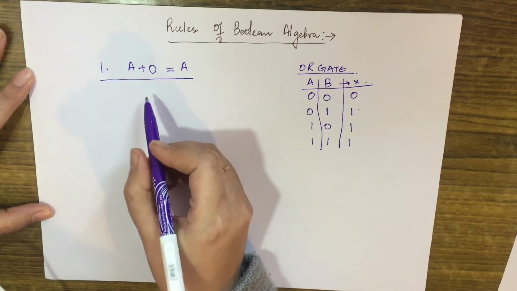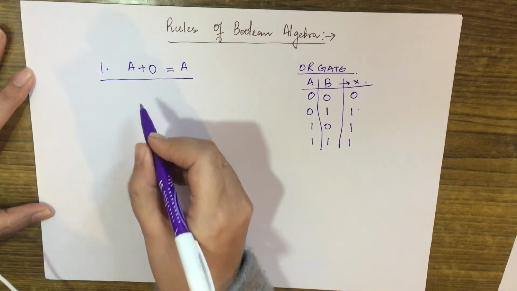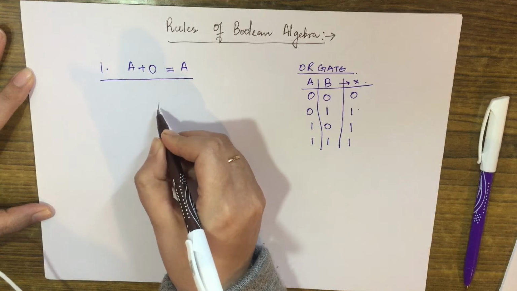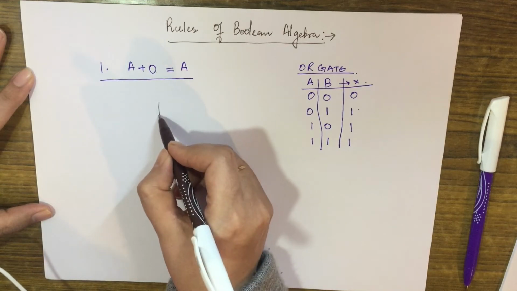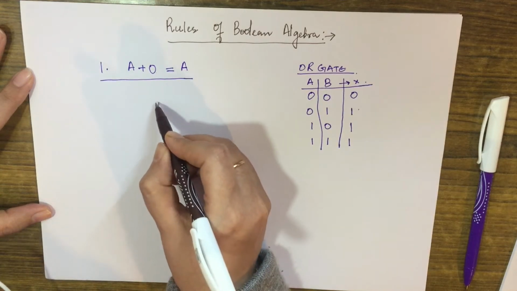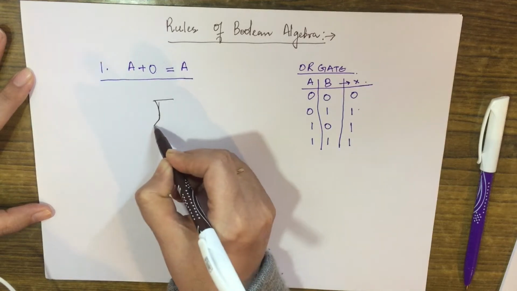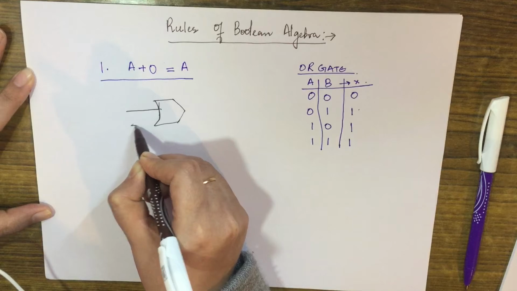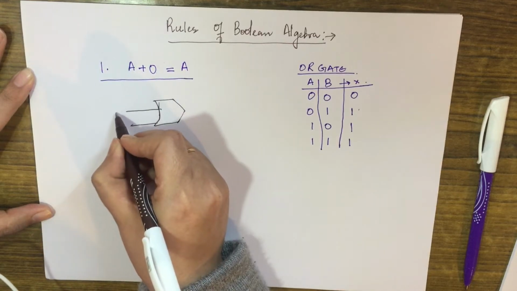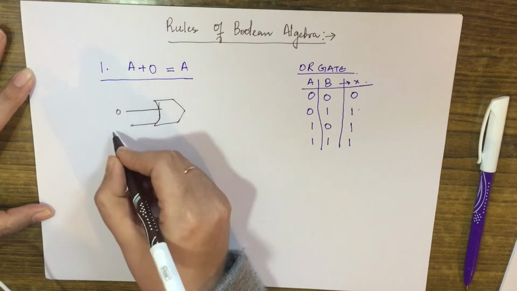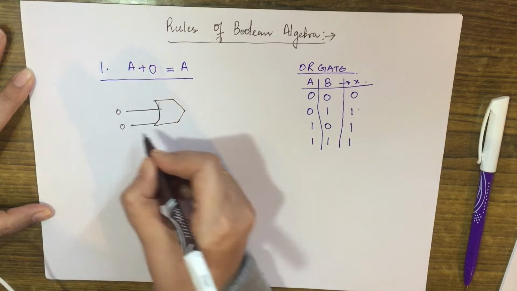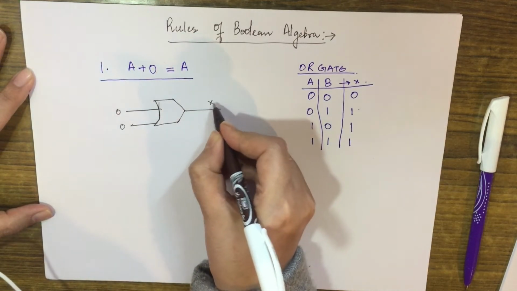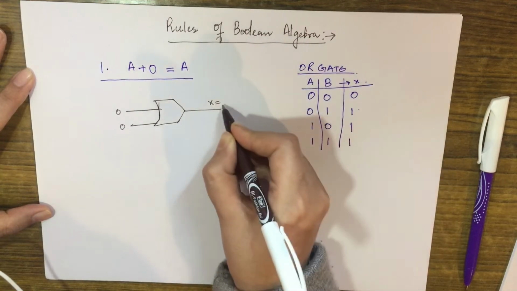We have to prove it. So for example, we will do it using the gate. First of all I will show it using the gate implementation like this. We will consider an OR gate here. If I give the input to the gate as 0 OR 0, my X will be equivalent to 0, and 0 will be equal to 0.